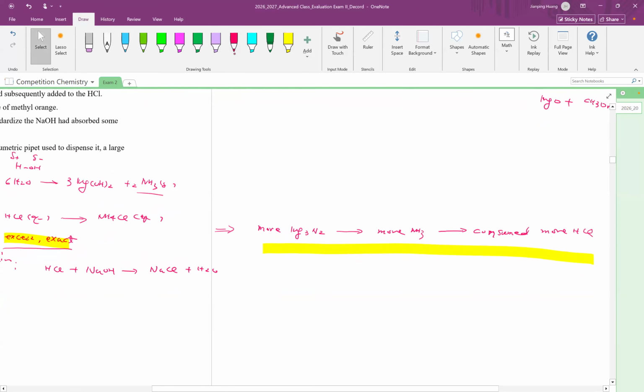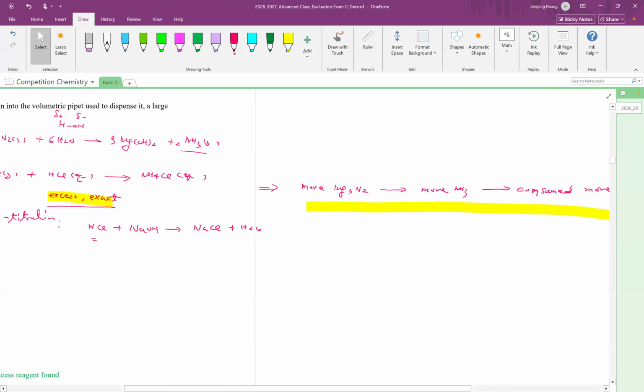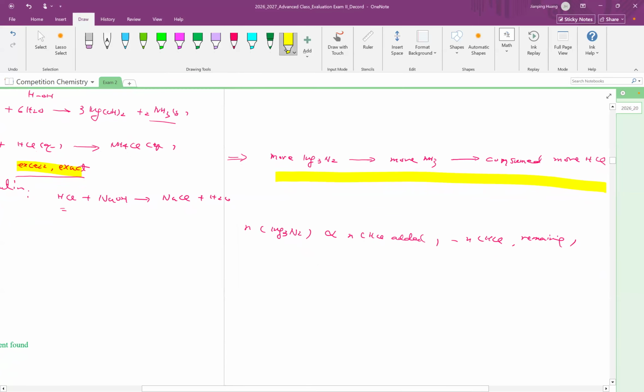Okay, now, so excess HCl is titrated with the base. Now, what's the relationship? The N of NH3 is proportional to what? To the N of HCl added. Good with me? And that one is minus the N of HCl remaining. Clear enough?